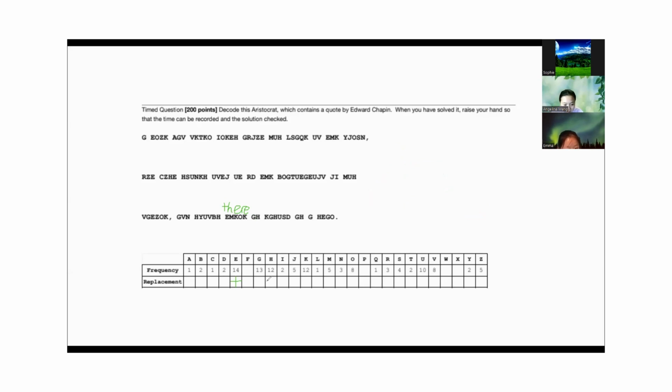T. Oh, E. Also, this is a situation where guessing may not be the quickest solution, because E in general is more common than T in the English alphabet, but you see in this specific problem, T is actually more common than E. So that might throw you off.